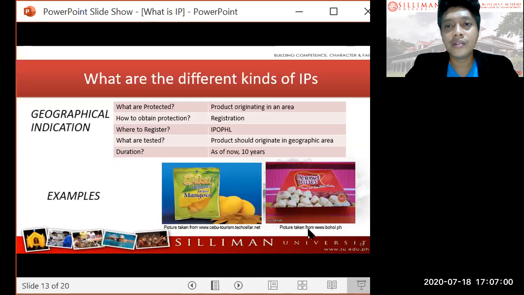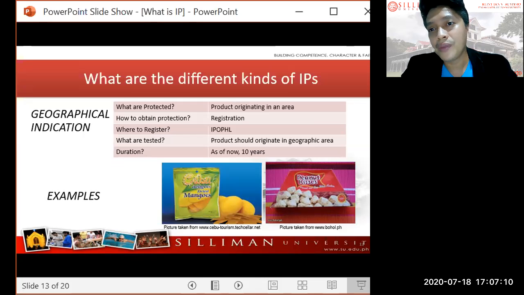So another one is what we call the geographical indications. What are protected? These are products originated in an area. How to obtain the protection? It's a registration. Where to register? Still in IPOPHIL. What are tested? Products should originate in a geographic area. The duration, as for now, they are still planning. In the IPOPHIL, they are still looking into some policies of this. So for now, it's 10 years.